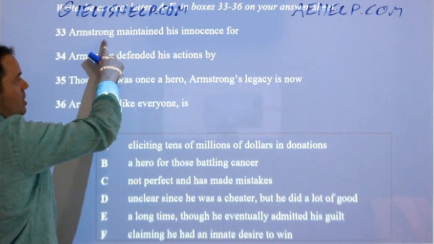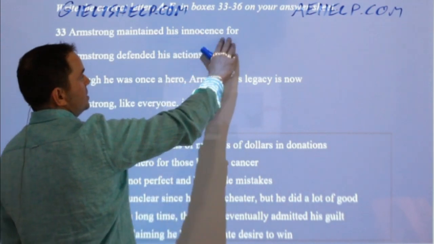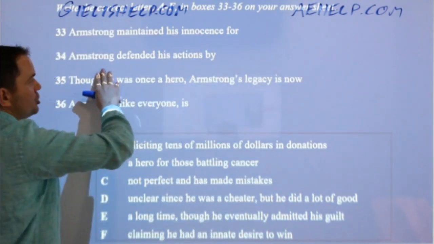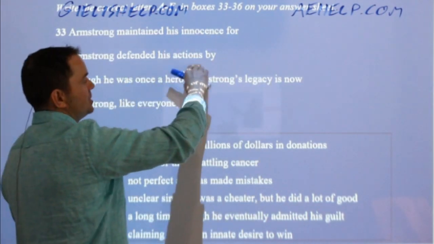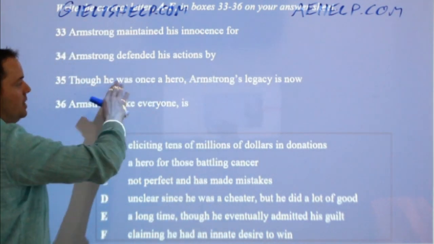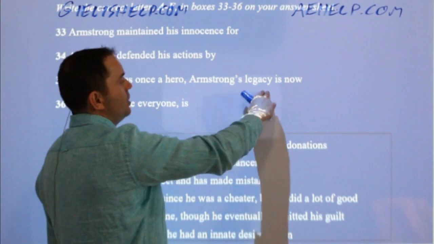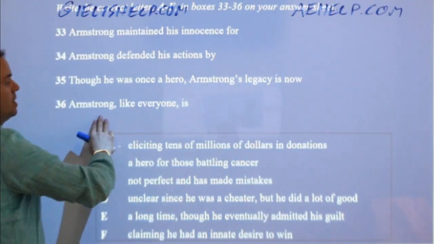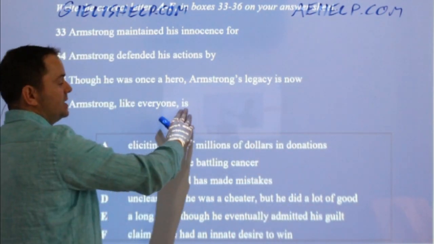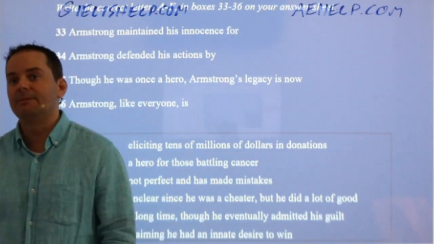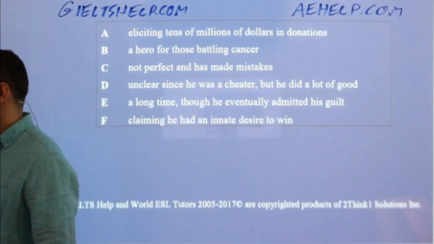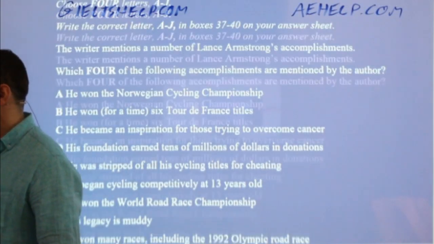So Armstrong maintained his innocence for. Armstrong defended his actions by. Though he was once a hero, Armstrong's legacy is now. Armstrong, like everyone, is blank. Okay? So just the questions. Leave the answers.